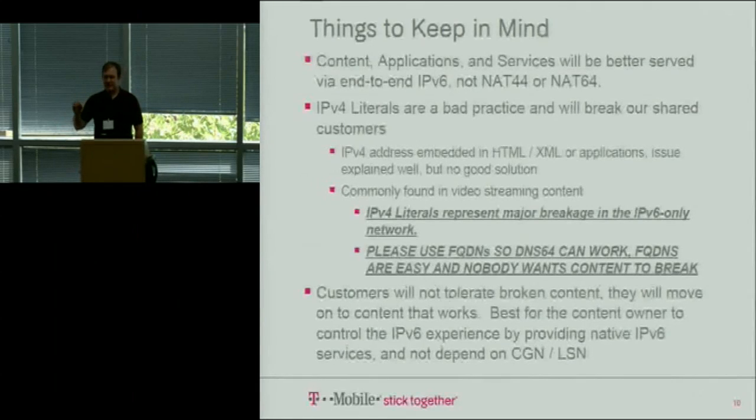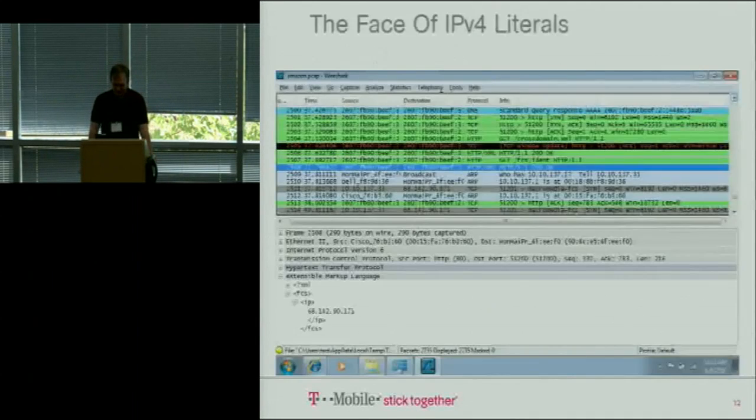IPv4 literals are all over the internet today. IPv4 literals are IP addresses embedded in XML documents, HTTP, HTML. It's when you have an IP address like 1.1.1.1, or whatever your public IP address is for your service, embedded. It breaks NAT64, DNS64. There's a talk tomorrow about how those work. But the key is, if you have IP addresses in your systems, we need to work together to fix that. Otherwise, there's going to be some breakage. An easy way to fix it is to use an FQDN. FQDNs are a good idea anyway, so the quicker you can get there, the better.